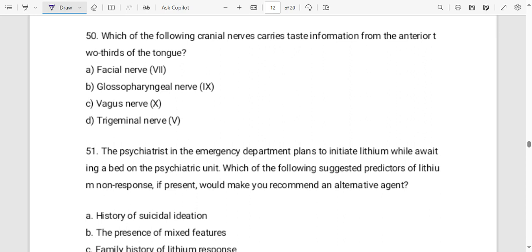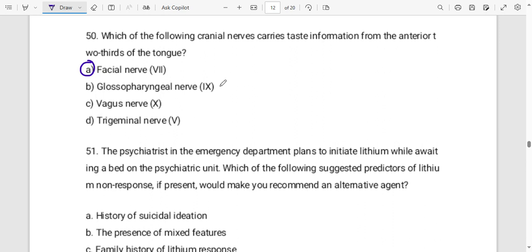Which of the following cranial nerves carries taste information from the anterior two-thirds of the tongue? Facial nerve, glossopharyngeal nerve, vagus nerve, trigeminal nerve. The facial nerve. Thank you.